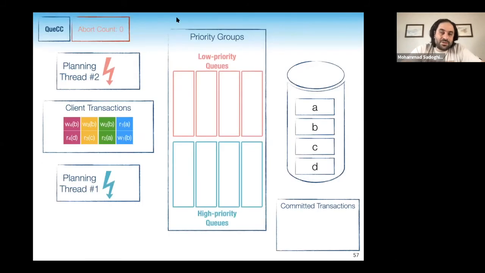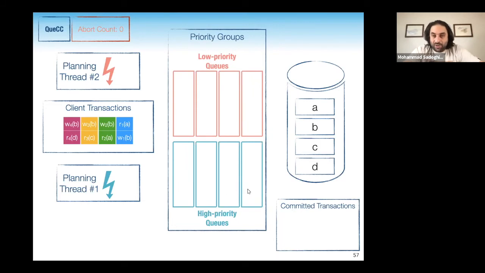Okay. So now let's revisit that example that we had, and let's see what the planning looks like, and then let's see what the execution looks like. Again, our data, we had four elements, same as before, but now we have this notion of priority queues. So the higher priority is this blue. We have four queues for the higher priority, four queues for the lower priority. Of course, if you had 10 threads, then there would have been 10 priorities. This one would have been the highest, this would have been the lowest.